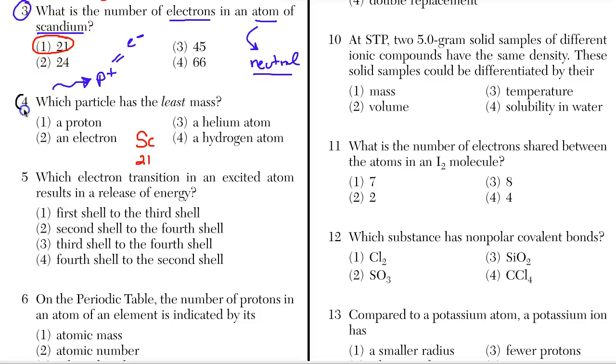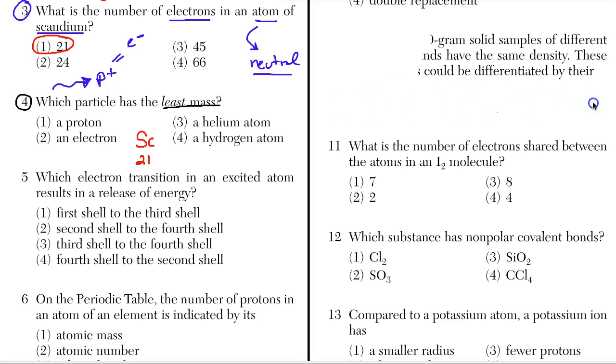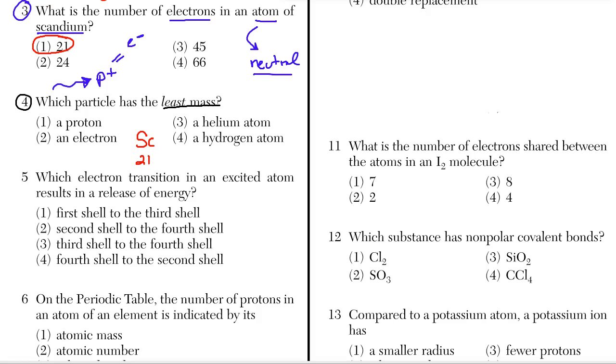On to number 4. Which particle has the least mass? Now we've got protons, electrons, helium atoms, hydrogen atoms. All right, now I'm going to make some space over here because I can, and we'll make these guys reappear later. But particles, how can I know this? Well, you're never going to memorize stuff like this, so it's a place to look. And as I've talked about earlier in the first part of this question, table O is your friend.